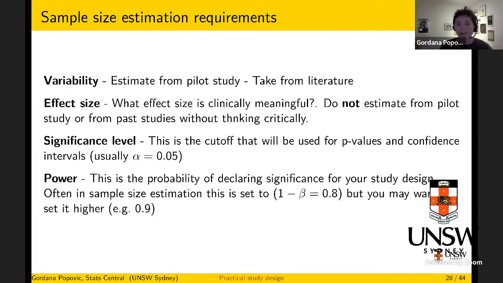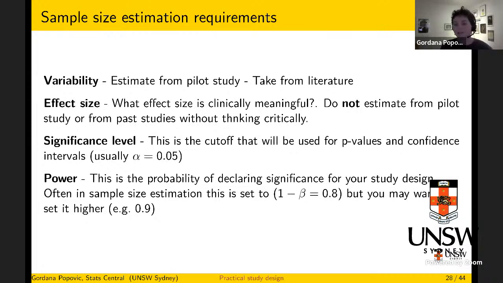And then you need power. Power is the probability of declaring significance. So it's like, if you conduct this experiment with the sample size that you're eventually going to get from this analysis, how likely are you to be able to detect the effect, to get a significant result from the experiment? So you have to set that.